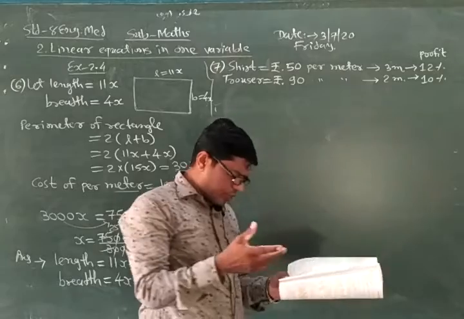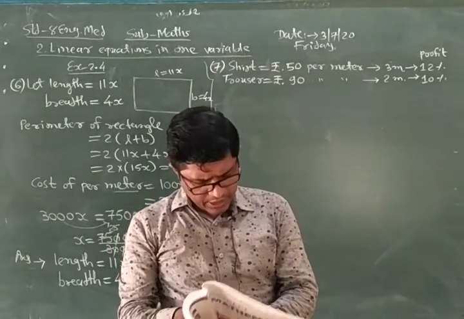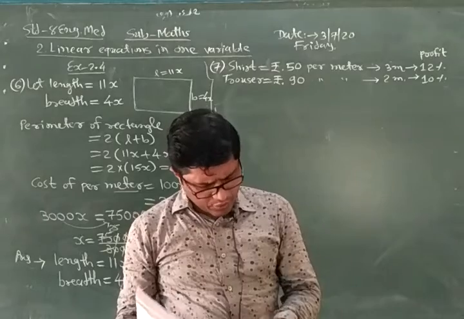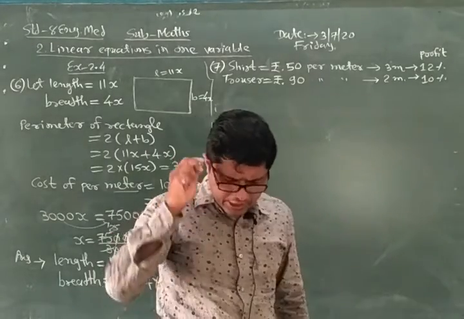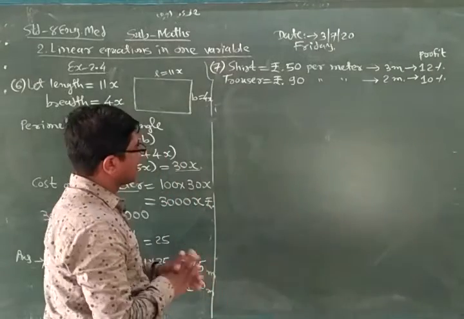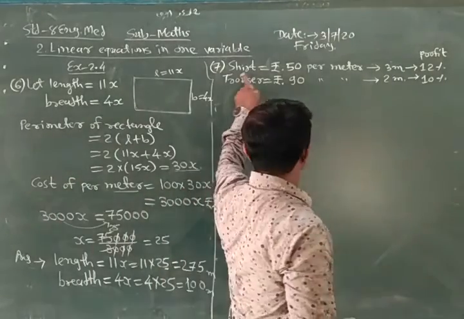Total cost selling rupees 36,600. How much trouser material did he buy? Okay, so first, the length of the trouser. The trouser is 2 meter and the shirt is 3 meter.